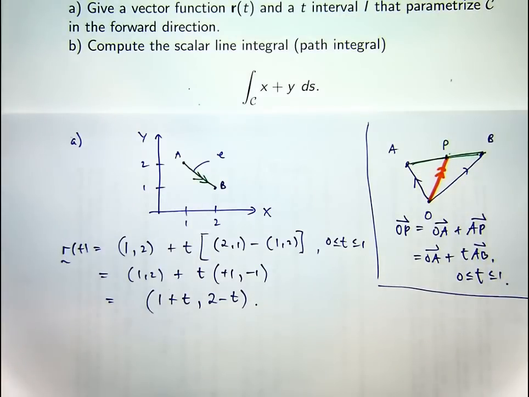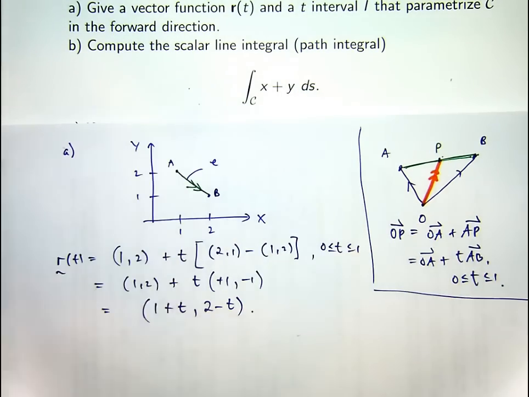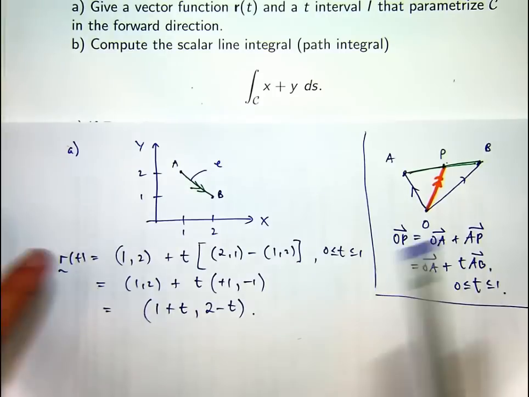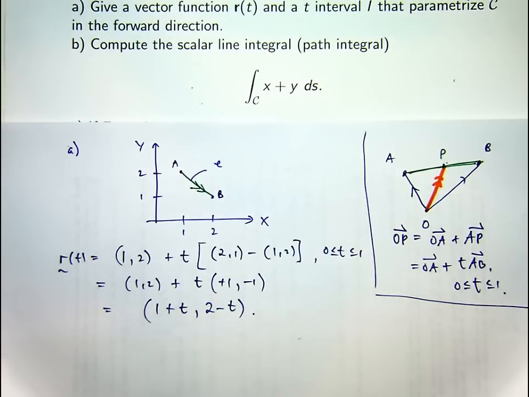Part B, compute the scalar line integral of this here. So this is the thing we're integrating. This is our integrand, the function of two variables, x plus y. And we're integrating over the line segment curly C in the middle section, the middle graph. Okay, so how do we do it?